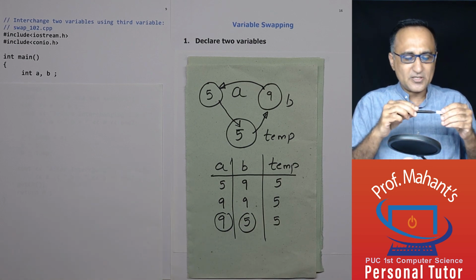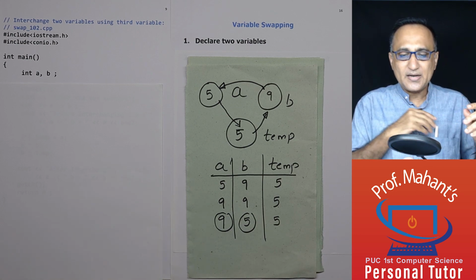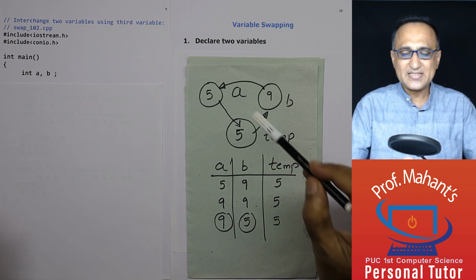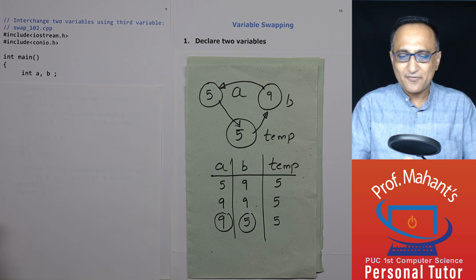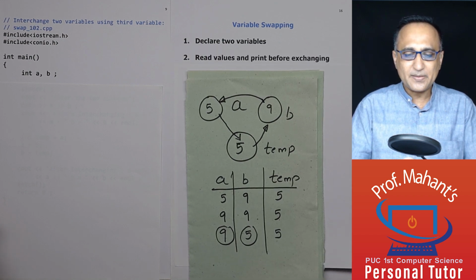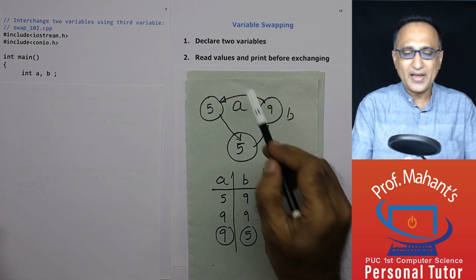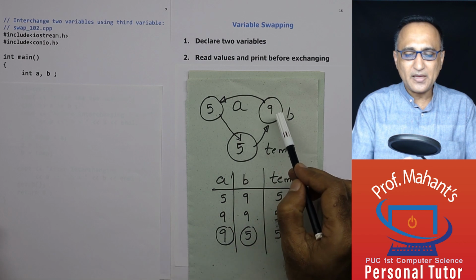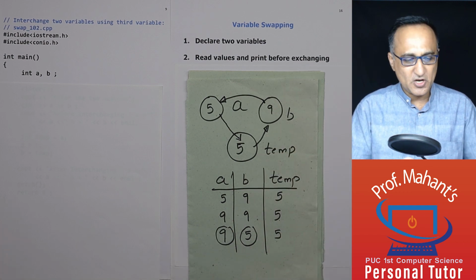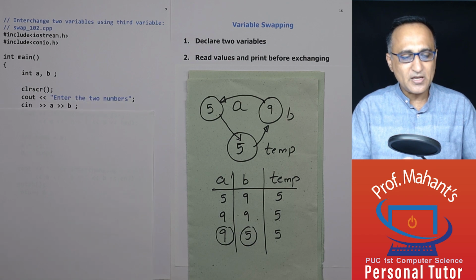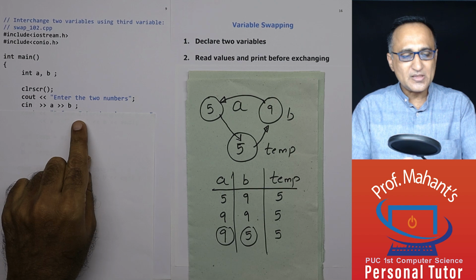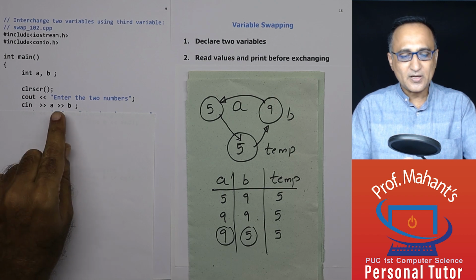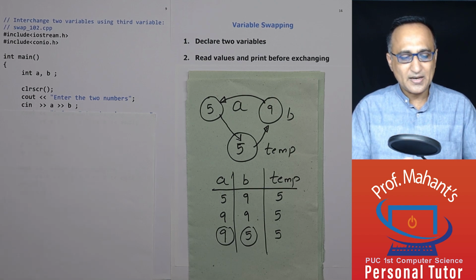So what are the steps? The first step is I need to declare two variables called A and B. They are of the type integer. After I declare them, the next step is to read the values into A and B and print them before exchanging. I have already told you about clear screen, so I'm not going to explain it in every video. So I am entering two numbers A and B. In this case, A happens to be 5, B happens to be 9.